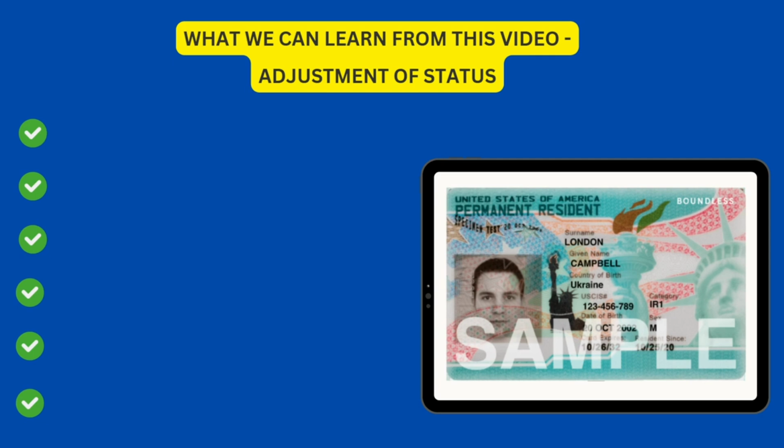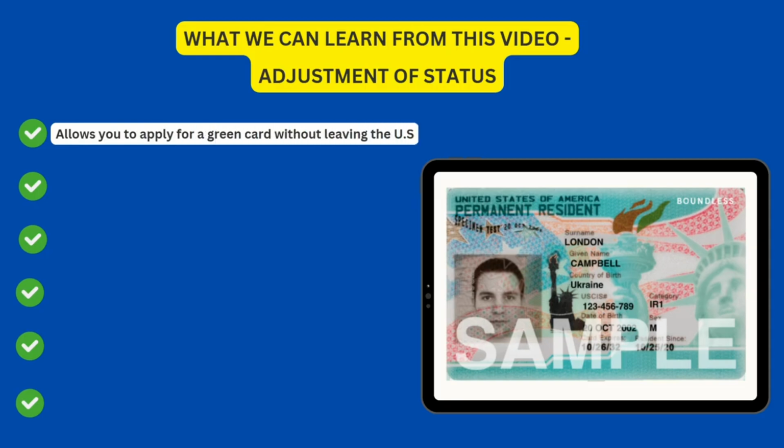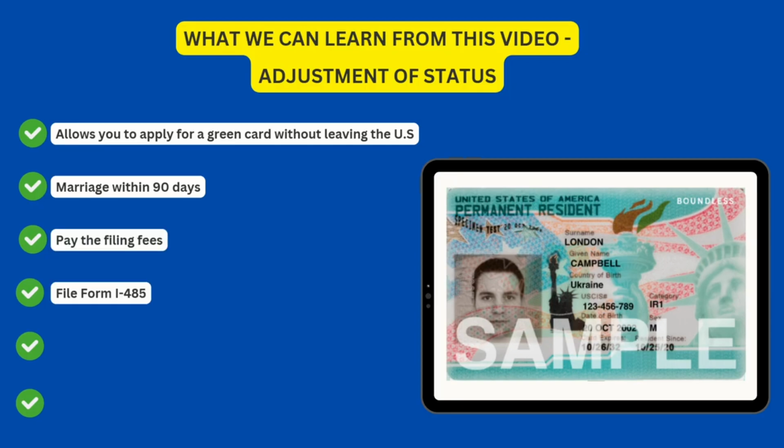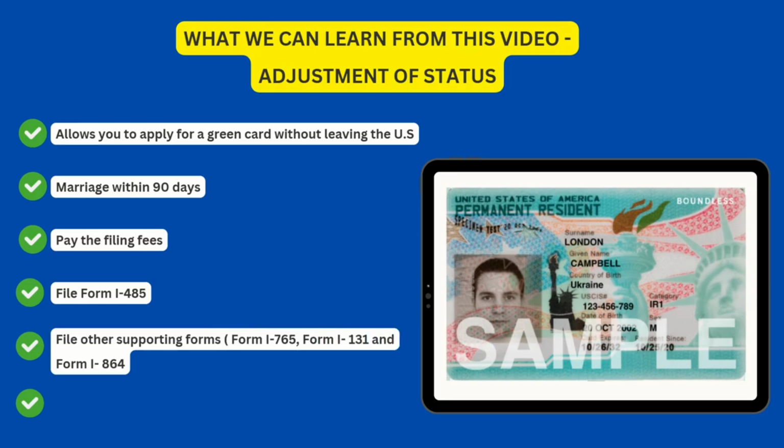In today's video, we'll be covering a very important topic for anyone looking to adjust their immigration status in the United States. What we can learn from this video is we'll be able to discuss what are the eligibility requirements in applying for a green card, why you need to get married within 90 days upon arrival to the United States, how much the filing fees are for each form, how and where to download your Form I-485, including the other supporting documents such as the work permit and the travel document.